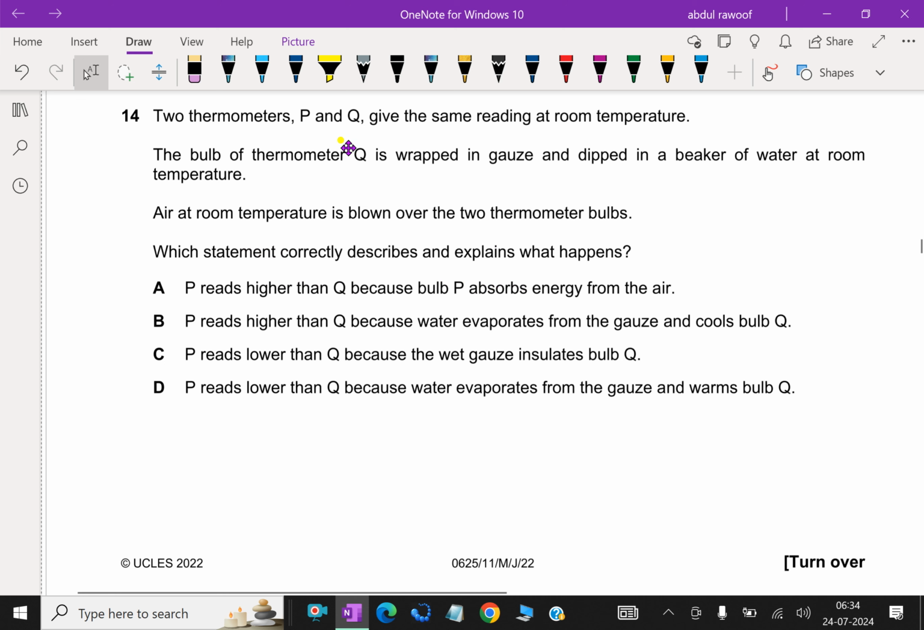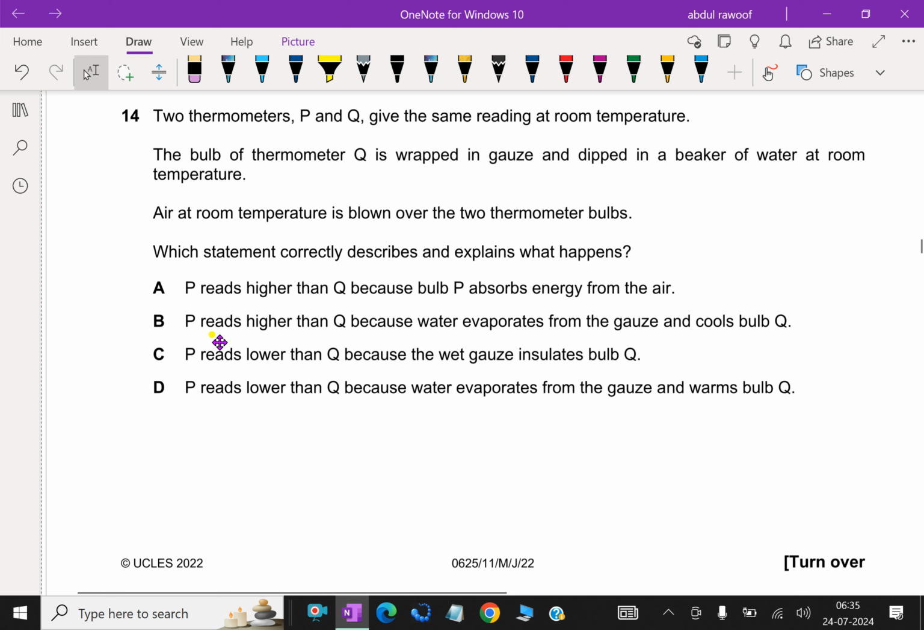P reads higher because the bulb of thermometer Q is wrapped. The bulb of thermometer Q is wrapped, so here P won't absorb more heat energy from outside, or the air will not absorb more heat at Q. So P reads higher, possibly. Here P reads higher than Q because P absorbs energy from air.